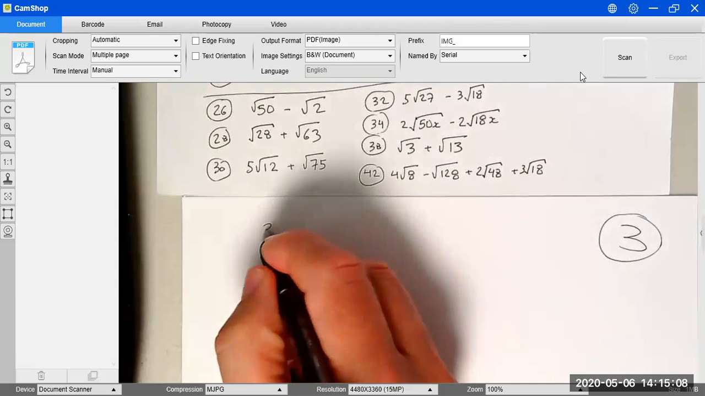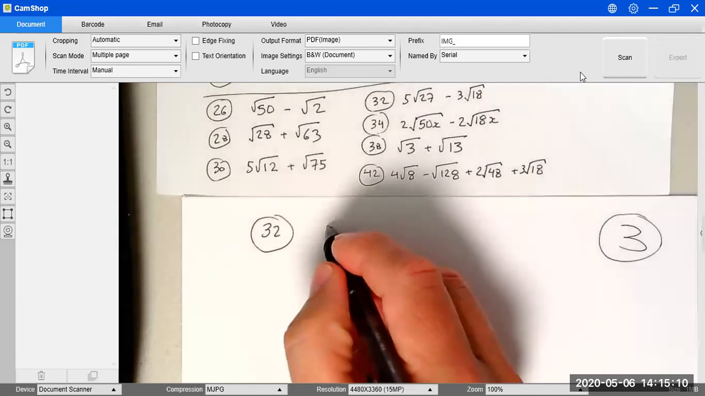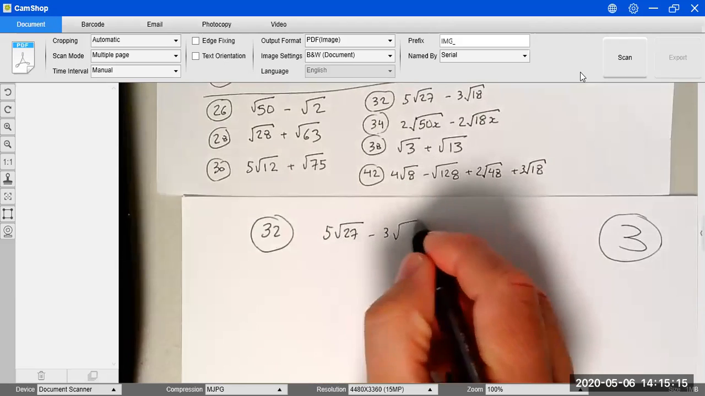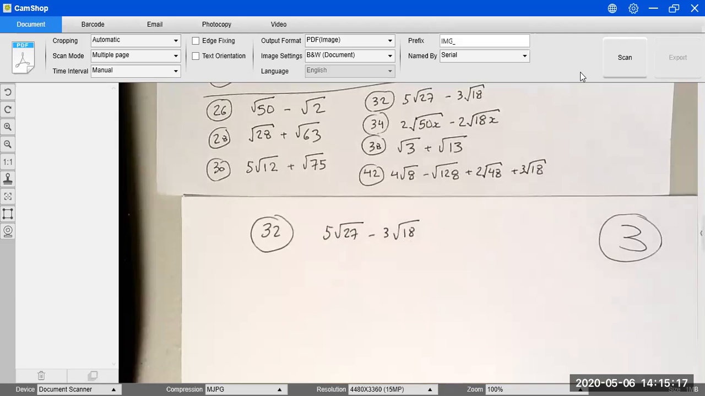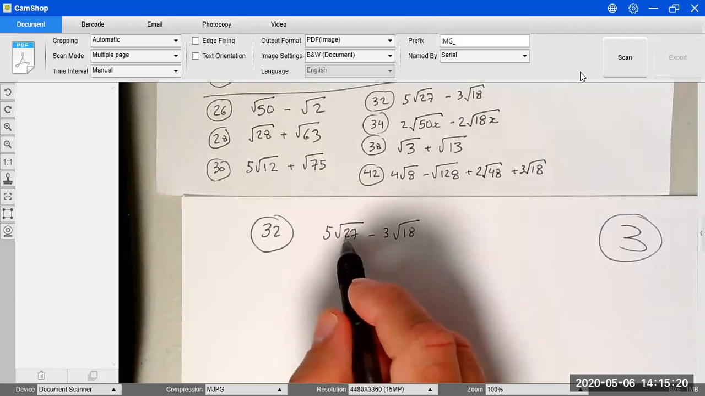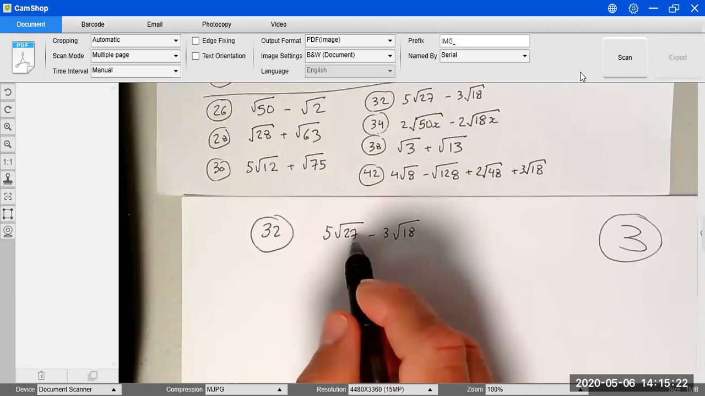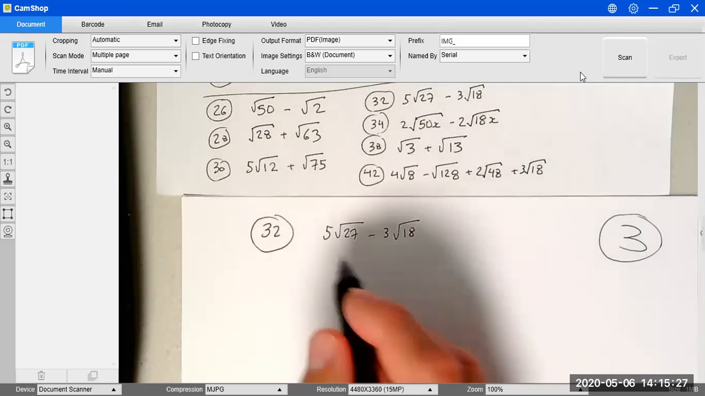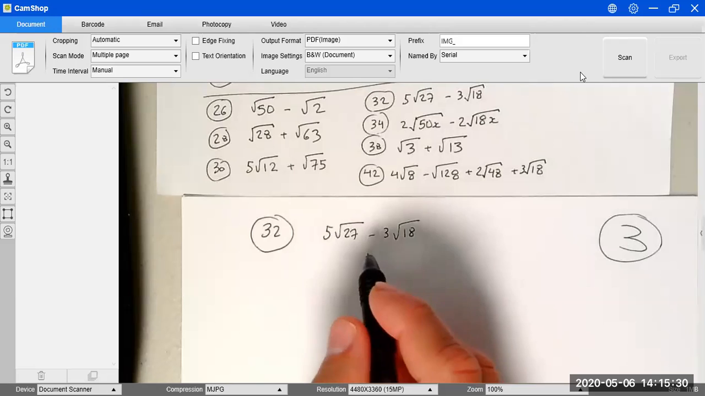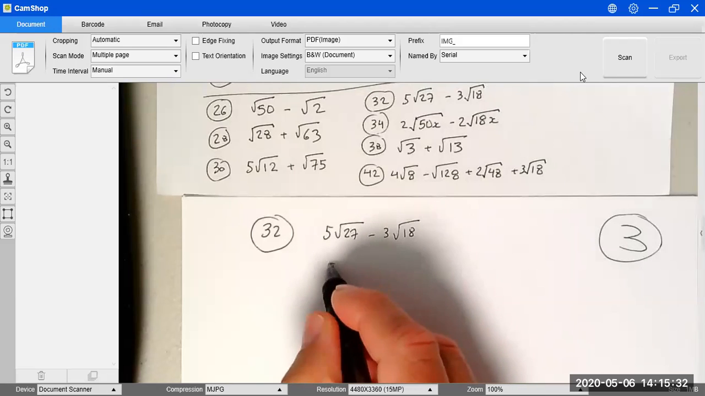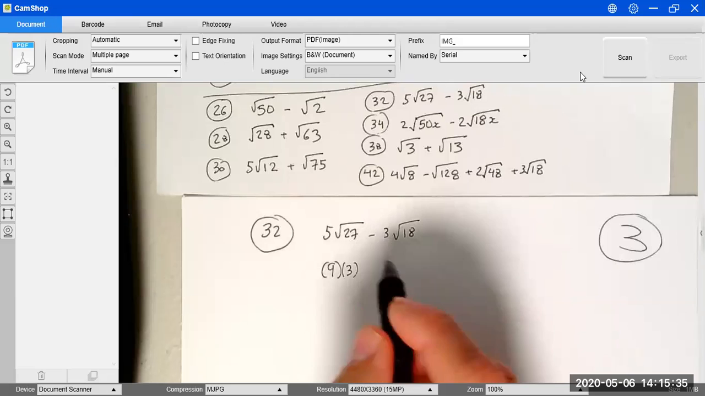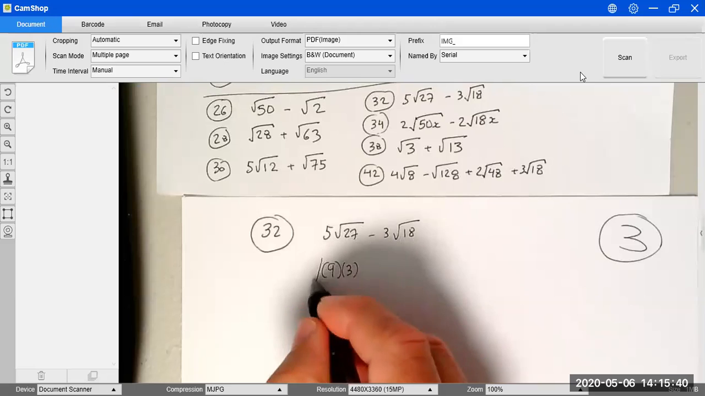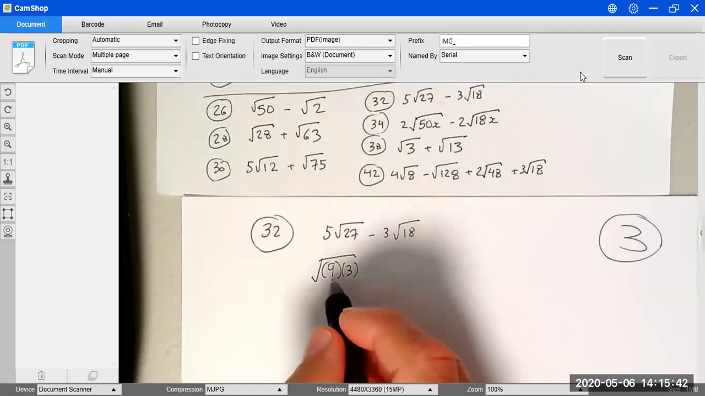Let's try to solve problem 32: 5 times radical 27 minus 3 times radical 18. The first thing is we're going to try to simplify these radicals by breaking them up and seeing whether we can get a part that is a perfect square. In the case of 27, 9 times 3 is equal to 27, and what is important is that 9 is a perfect square. So I'm going to break 27 as 9 times 3.